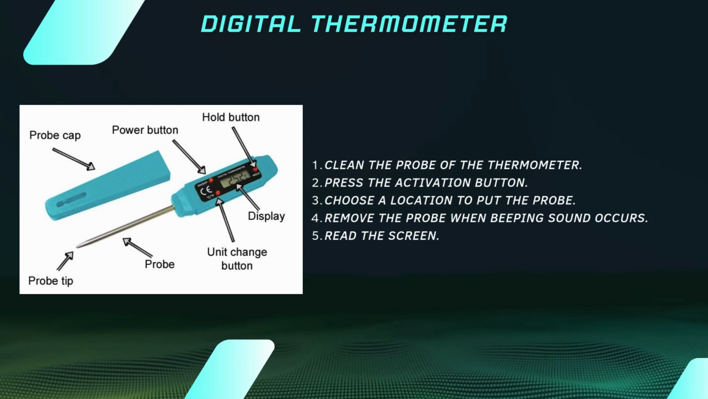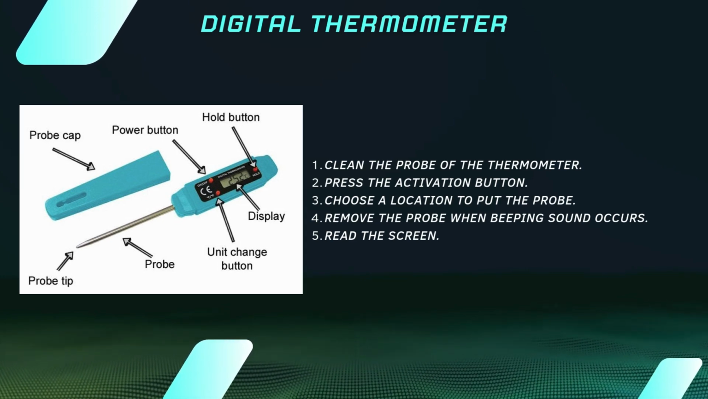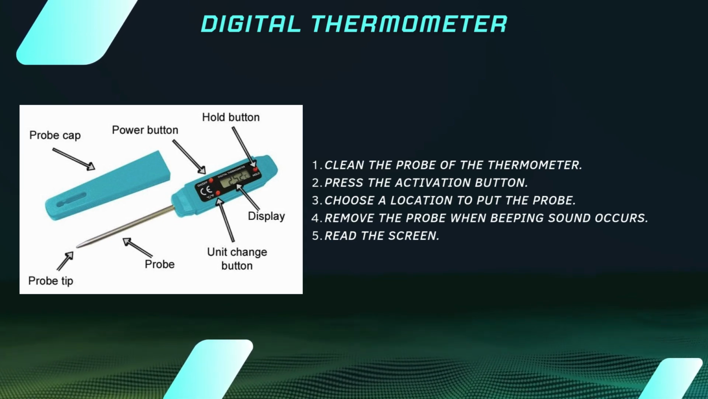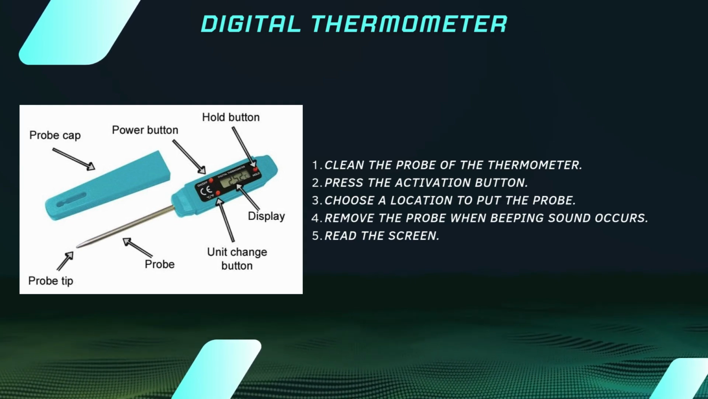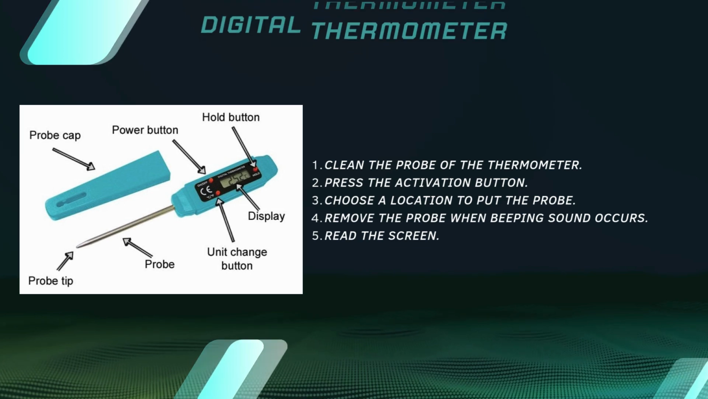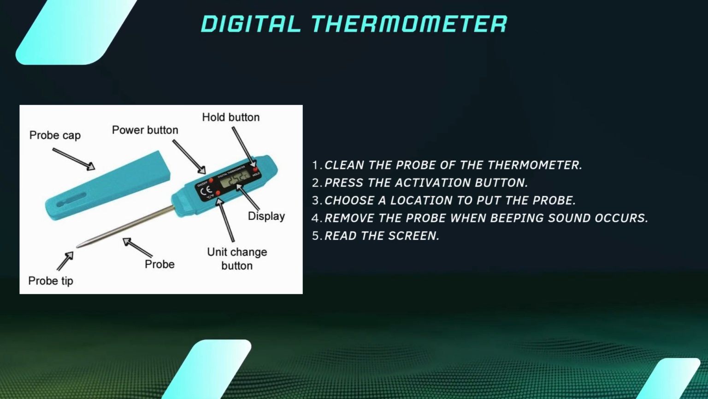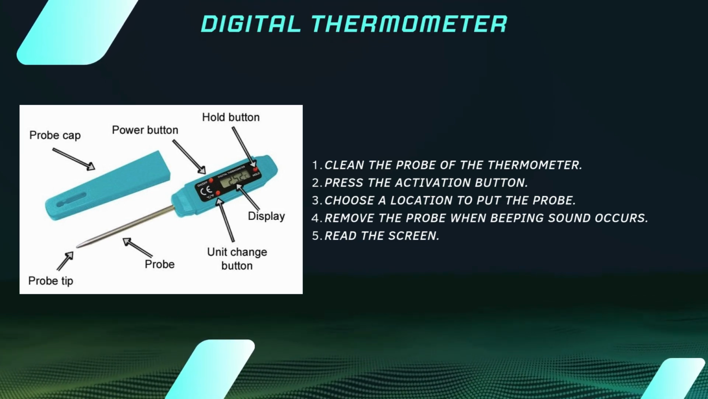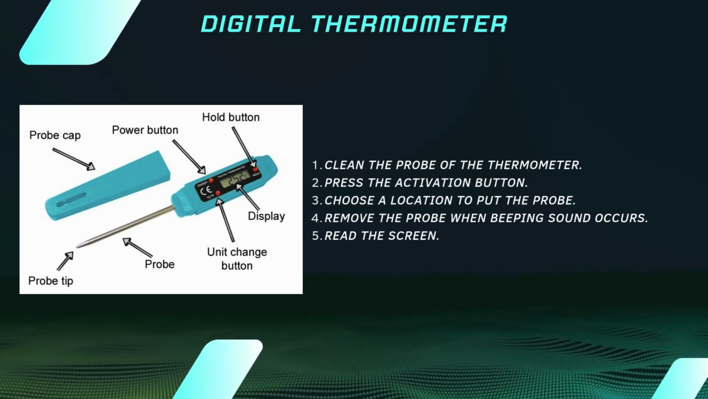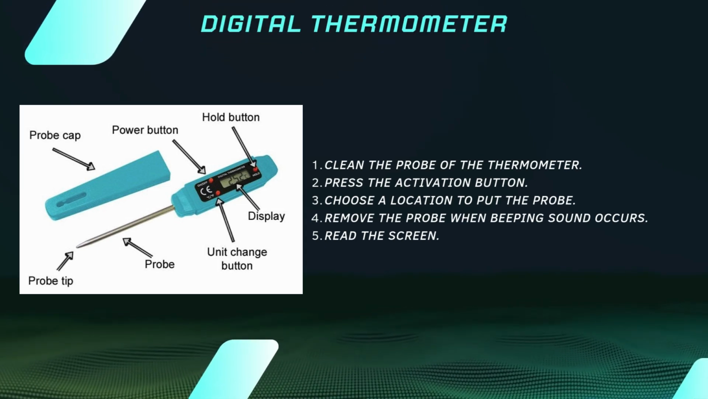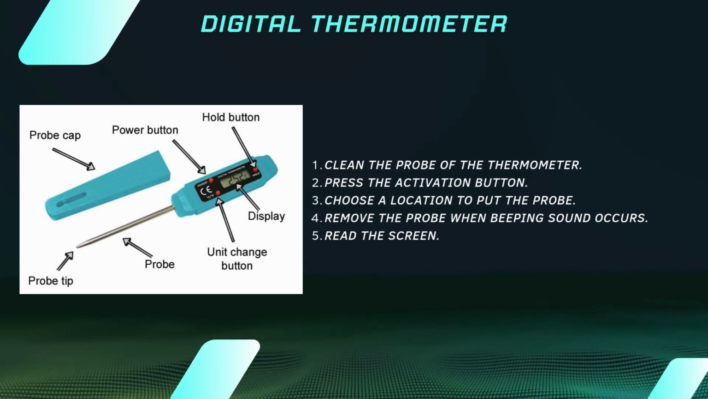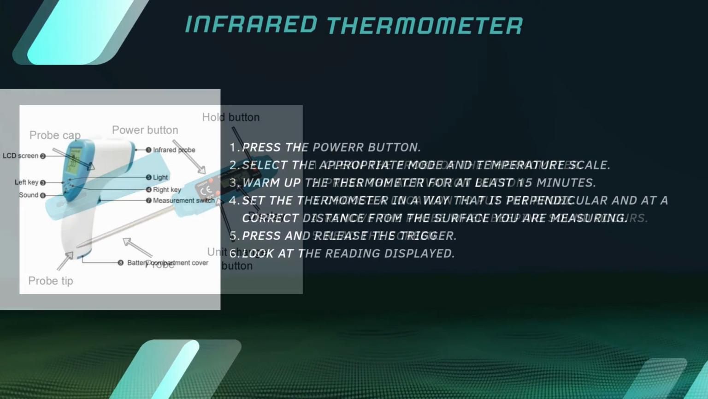The probe of the digital thermometer has to be cleaned before initiation. Next, press the activation button of the instrument to turn it on. Just like with a mercury thermometer, place the probe in or on the desired location of the subject you are measuring. Read the complete measurement on the display screen after hearing a beep sound and remove the probe from the subject. As you finish, clean and keep away the utensil.